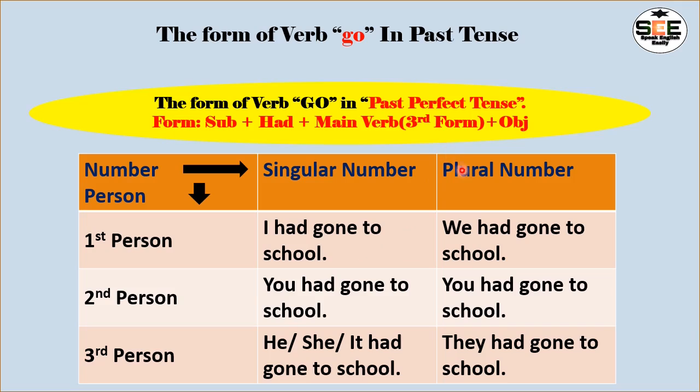If we see the plural number of third person in the past perfect tense of the verb go, we can find here that they had gone to school. Here they is the plural number of third person, the subject. So they is the subject, had is the helping verb, gone is the third form or participle form of go, and school is the object.